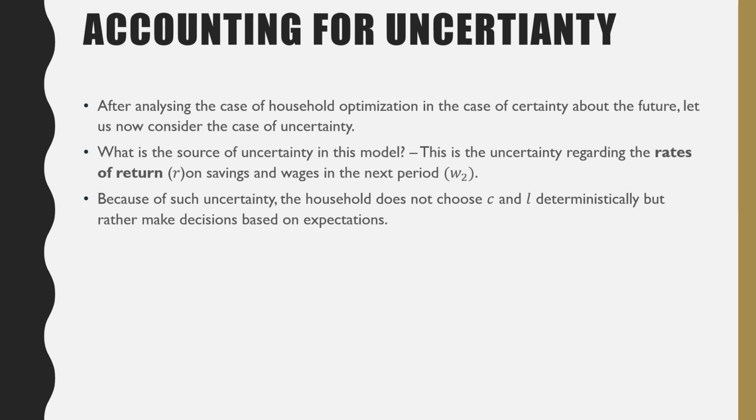So what is the source of uncertainty in this model? This is uncertainty with regards to the future rate of return on savings and wages in the next periods. Because of such uncertainty, the household does not choose consumption and leisure paths deterministically, which means according to a strict functional form, but rather makes decisions based on expectations about the future.